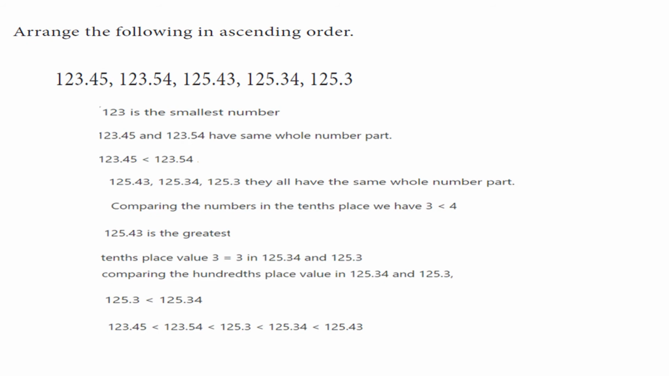Here 125.3 is less than 125.34 because 0 is less than 4. Therefore the ascending order is 123.45 less than 123.54 and less than 125.3, less than 125.34, less than 125.43. Understood, students?